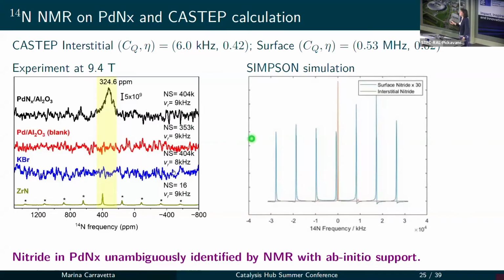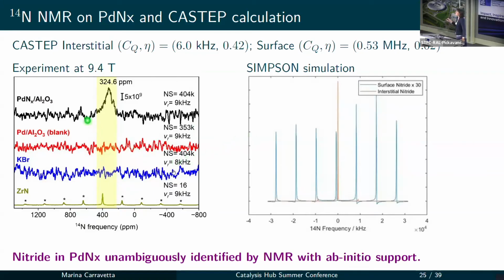What we did, first of all, was to get some reference data on a model compound. So we looked at zirconium nitride, and we performed the experiment at 9.4 Tesla. This is the main peak. Those are spinning sidebands, which are kind of artifacts due to the sample rotation. And this is in a region of chemical shift close to 400 ppm, which is very unusual for many other nitrogen environments. So it's a clear signature for a nitride, if you like.